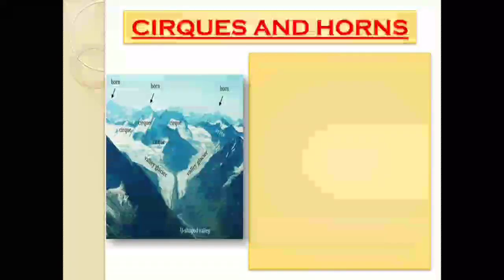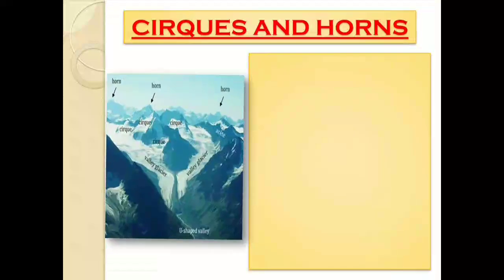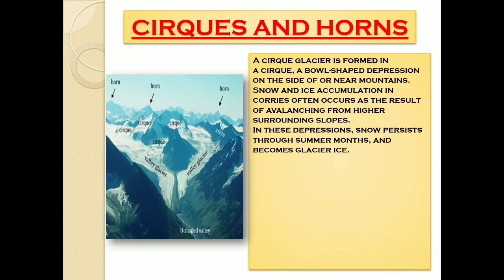What are cirques and horns? See the picture. A cirque glacier is formed in a cirque, a bowl-shaped depression on the side of or near mountains. Snow and ice accumulation in cirques often occurs as a result of avalanching from higher surrounding slopes. In these depressions, snow persists through summer months and becomes glacier ice.